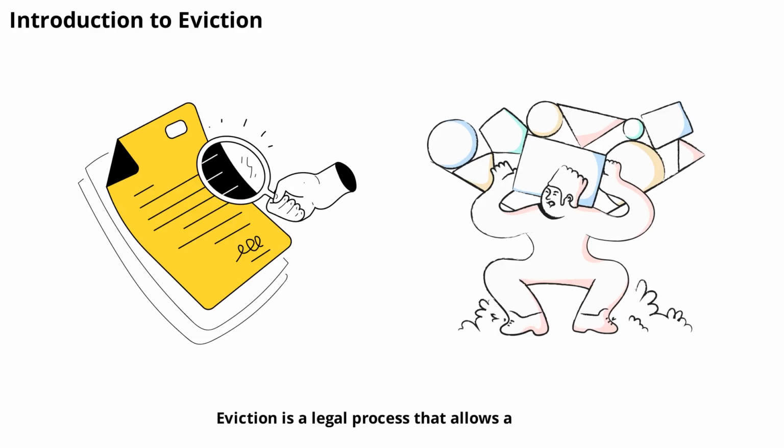Eviction is a legal process that allows a landlord to remove a tenant from a rental property. This process is typically initiated when a tenant fails to comply with the terms of their lease agreement, such as not paying rent or violating property rules. Eviction is not just a simple request for someone to leave. It involves specific legal steps that must be followed to ensure both parties' rights are protected.